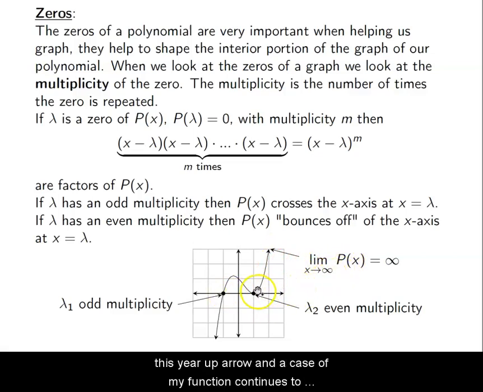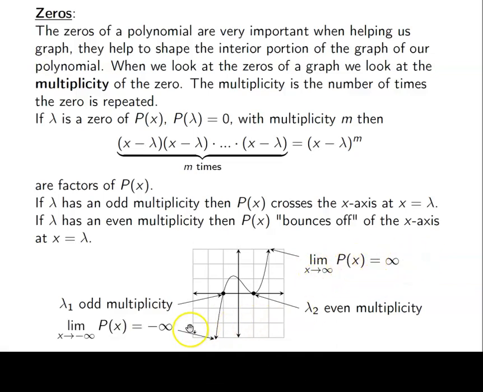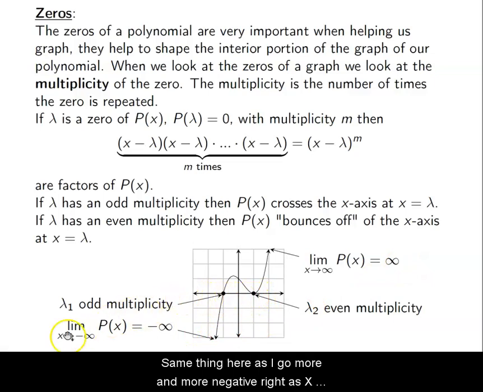Okay, this is the limit of my function as x gets large, right? So as x is getting large, this arrow indicates that my function continues to get larger. So the limit of my function as x gets large is that my function continues to get large. Same thing here. As I go more and more negative, as x goes towards negative infinity, p of x equals negative infinity. It gets smaller and smaller and smaller. So this little graph here is a perfect representation of these last two very long slides. It talks about the limit as we go to positive infinity and negative infinity, and what an odd multiplicity and an even multiplicity mean for my function.